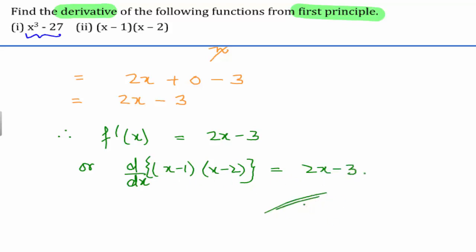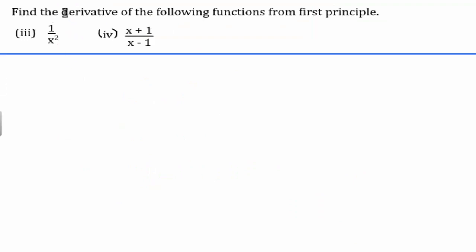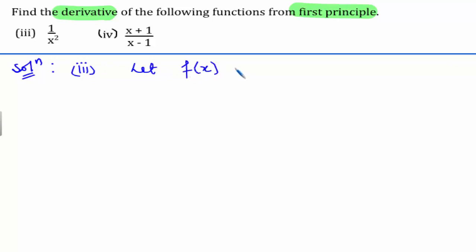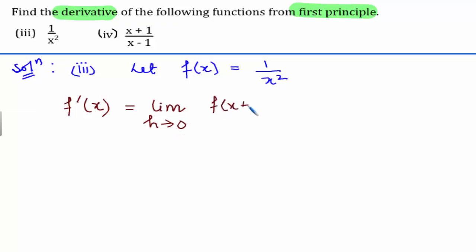In this question, we have to find the derivative of the following functions from the first principle. Let's begin with the solution. And let us define the given function as f(x). So f(x) is equal to 1 upon x square. Now let us find the first derivative. Now we know that from the first principle f dash x is given by limit as h tends to 0, f of (x plus h) minus f(x) divided by h.